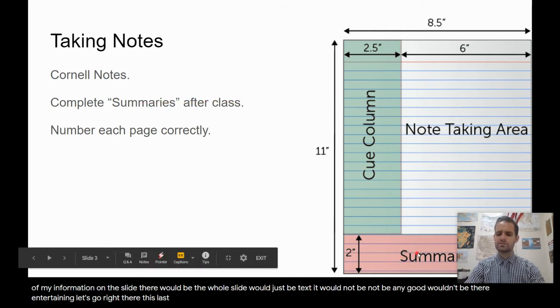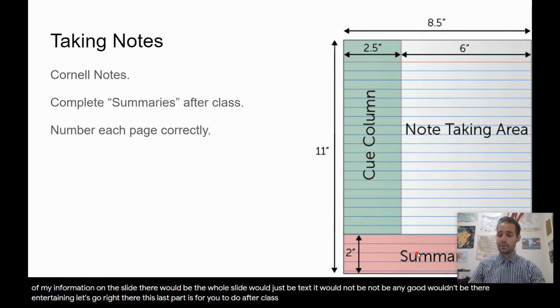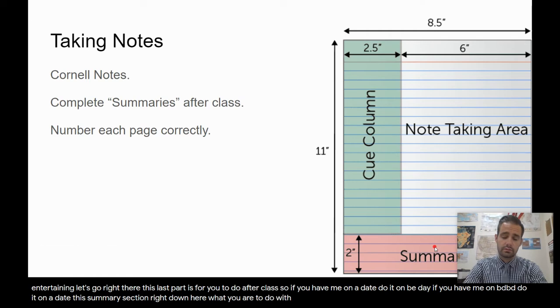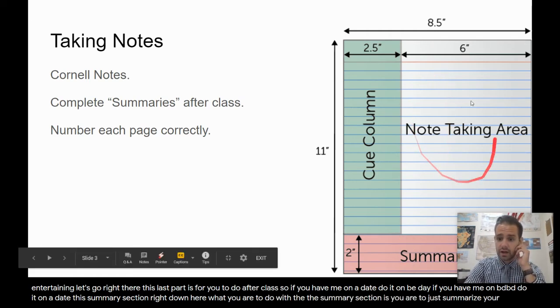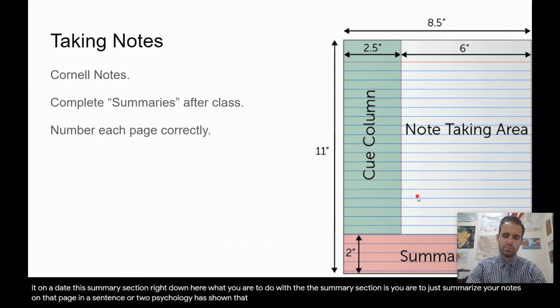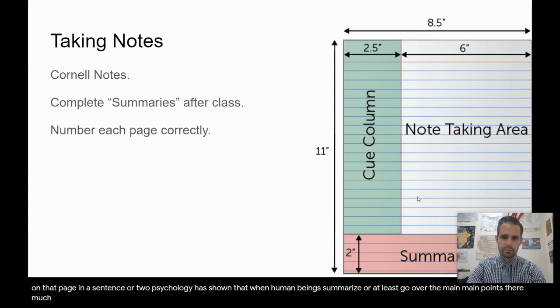This last part is for you to do after class. So if you have me on A day, do it on B day. If you have me on B day, do it on A day. This summary section right down here, what you are to do with the summary section is you are to just summarize your notes on that page in a sentence or two. Psychology has shown that when human beings summarize or at least go over the main points, they're much more likely to remember them. So take out your notebook on the days that you do not have me and write a sentence or two. That's it.